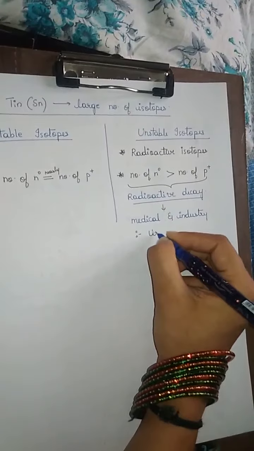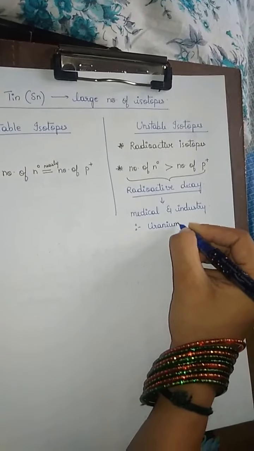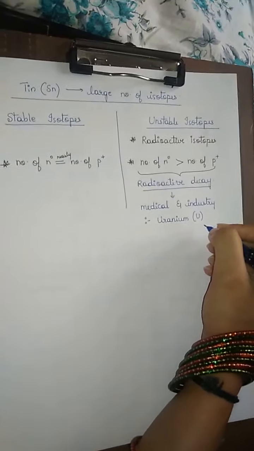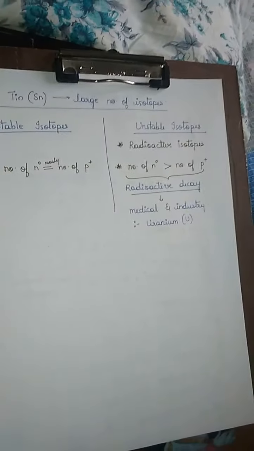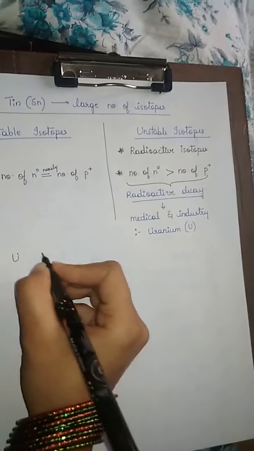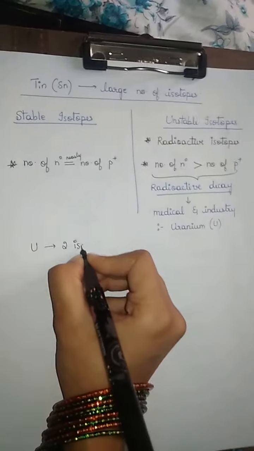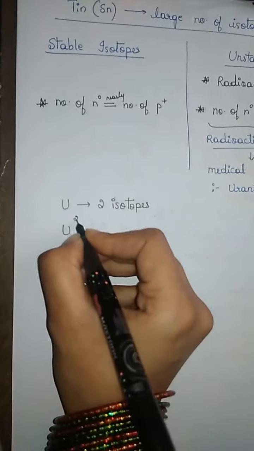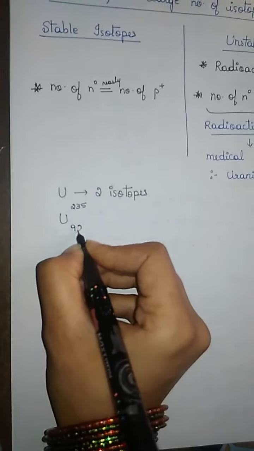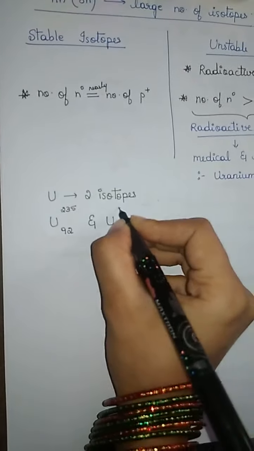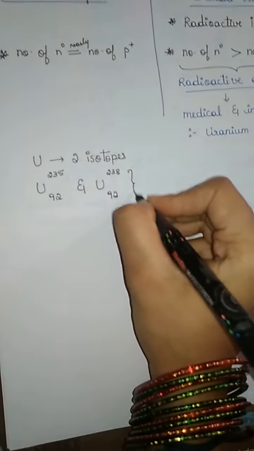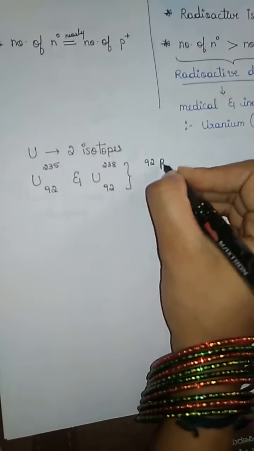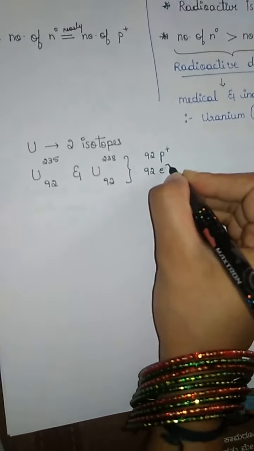One example is uranium. The symbol for uranium is U. Okay, let's see how the number of neutrons is more than the number of protons. Uranium again has two isotopes: uranium 235-92 and uranium 238-92. In both of these, you can see 92 protons and 92 electrons.